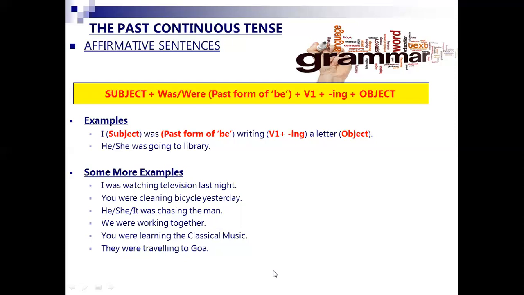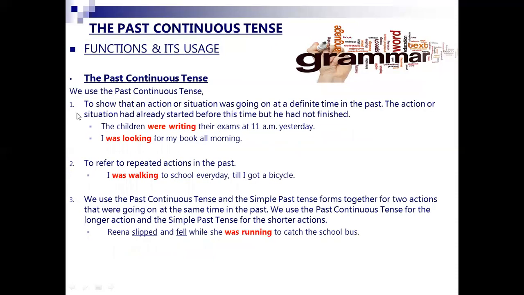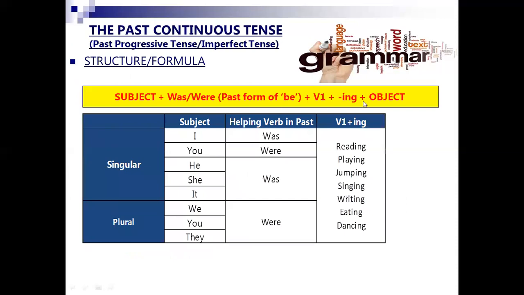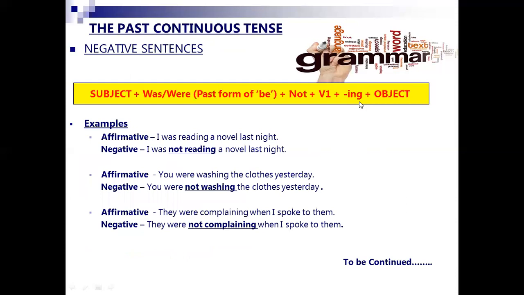Now here we will see affirmative sentences. The past continuous tense. How we can use past continuous tense in affirmative sentences. Again, learn this formula. See, subject plus was/were, past form of be, plus v1 plus ing plus object. Same construction. Here we have seen the formula. The same formula is repeating because this is for affirmative sentences. Negation is not there. That's why we are using the same formula here for affirmative.